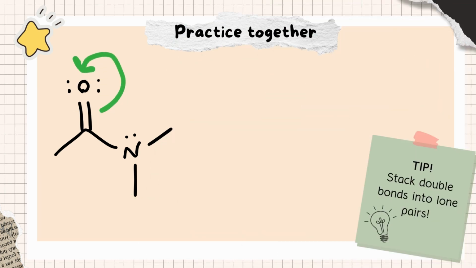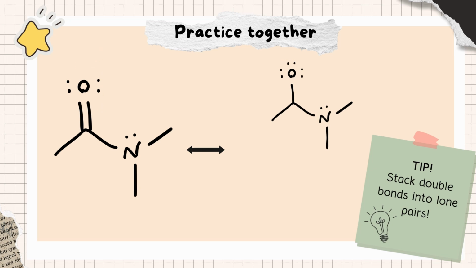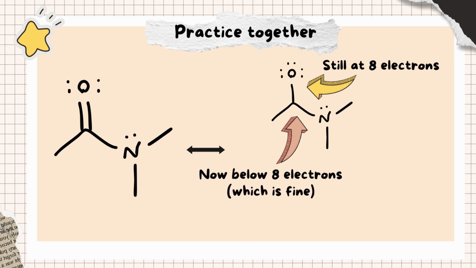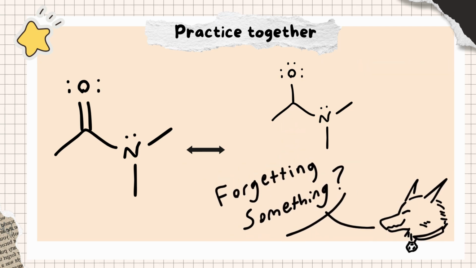But look at this move. You can stack double bond electrons onto an atom that already had them, making the bond into a lone pair. This is super typical of CO double bonds, for example, or carbonyls. To verify, you can see the oxygen is still at 8 electrons total, and the carbon is now below 8 electrons, which is fine. It's not breaking any rules, it's just a bit unhappy with that. So, that's a viable resonance structure, right? Oh, what are we forgetting?